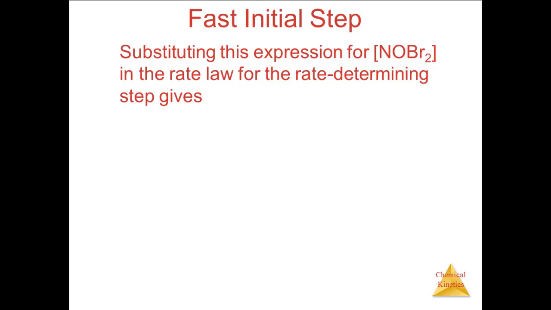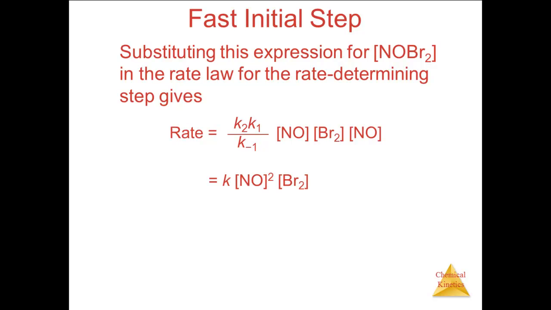If we substitute this back into the rate expression, we get the rate equals k2 times k1 over k minus 1 times the concentration of NO times the concentration of Br2 times the concentration of NO, which simplifies to rate equals k times the concentration of NO squared times the concentration of Br2, which is the experimentally determined rate expression. So we have confirmed that the rate expression for the proposed mechanism, with a fast equilibrium for the first step and a slow second step, matches the rate expression we determined experimentally.